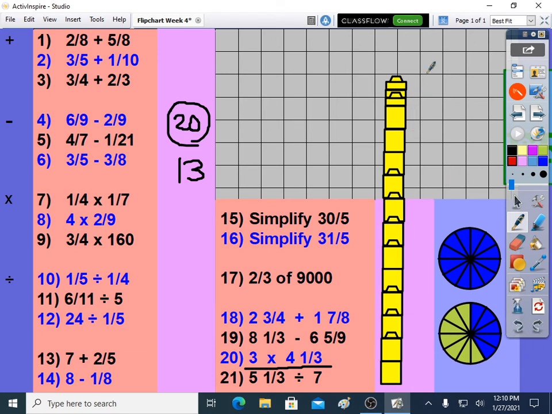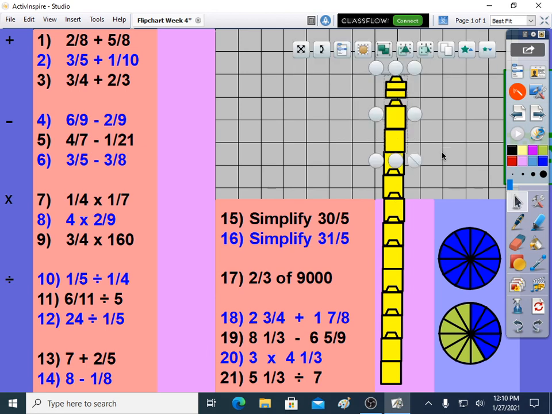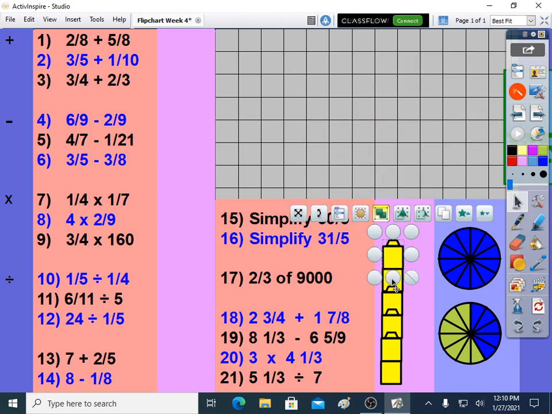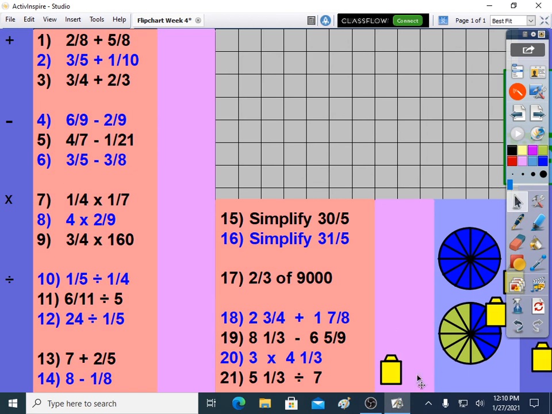So total we have 13, don't we? 1, 2, 3, 4, 5, 6, 7, 8, 9, 10, 11, 12, and the 3 thirds make 13. So the answer is definitely 13, proved with that big old tower. And we have one question to go, which is question 21. So let's destroy the tower. Good to knock it down, wouldn't it? Like this. Destroy the tower and go to question 21, which is 5 1/3 divided by 7.